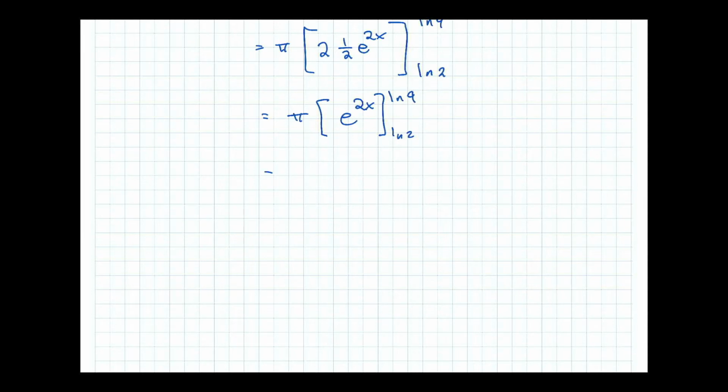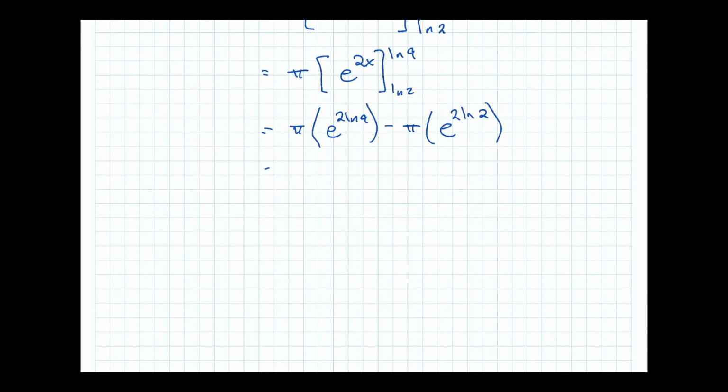So you're going to end up with pi e to the 2 ln9 minus pi e to the 2 ln2. Like that. And you could punch this into a calculator. I'm just going to work through it by hand here. Using the rules for logarithms, there's a rule that says if you have a ln b, you can take the a up as an exponent on the b, right? That's a log rule.